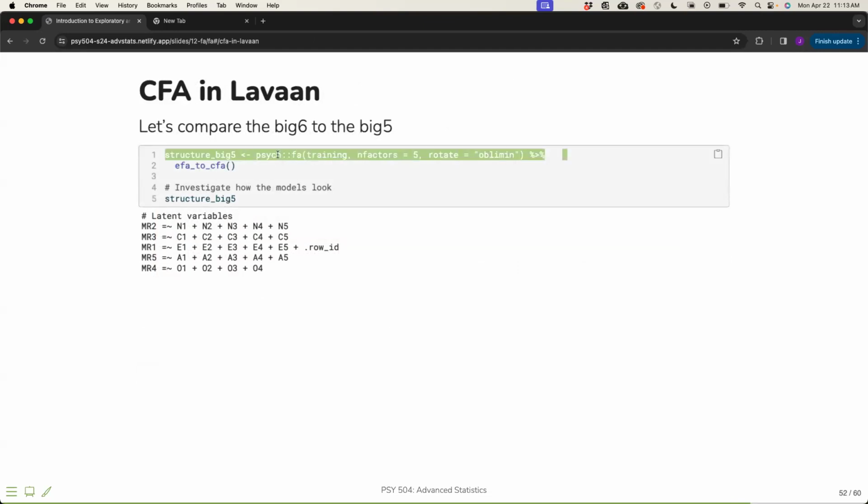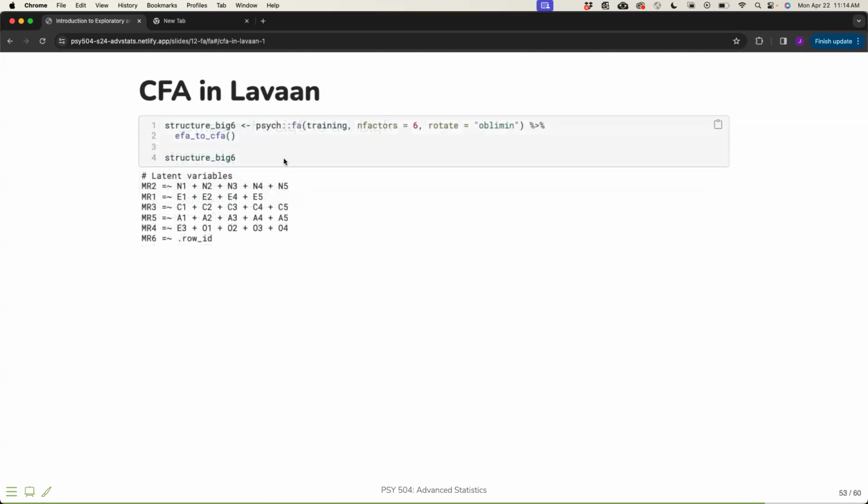Here I'm just rerunning our factor analysis with 5 factors. There's a really useful function called efa_to_cfa from easystats that will give you the lavaan output that you need to perform your CFA. So that's what I have outputted here. This is our 5-factor solution, and then we're going to compare this to a 6-factor solution. Again, we're just outputting the lavaan code that we can use, so we don't have to specify this manually, which I think is nice.